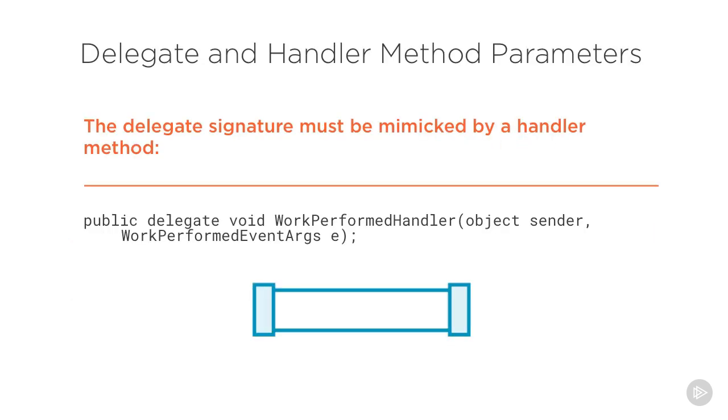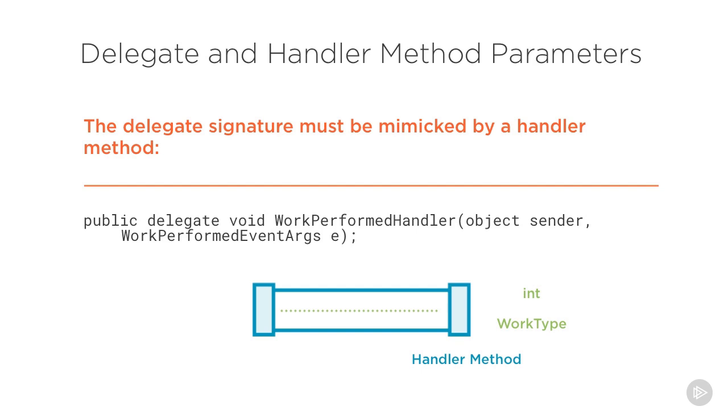So when it comes to the delegate and the handler method parameters, I showed something like this earlier in the course, but I'm going to review it again one more time here. So the delegate signature has to be mimicked by the handler. So if we have object sender, WorkPerformedEventArgs, then as that data goes along the pipeline, of course the event handler method must also have object sender, WorkPerformedEventArgs, otherwise it won't compile. It's kind of one of those things I always joke that you really don't have to worry if you mess it up because the compiler will catch you and you'll have to fix it to make it work.